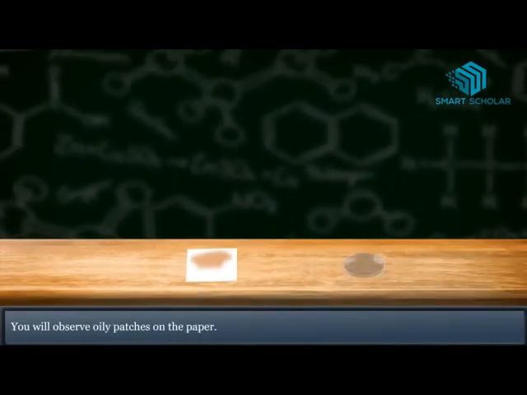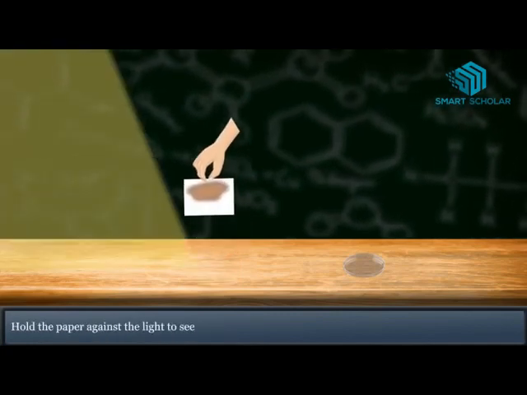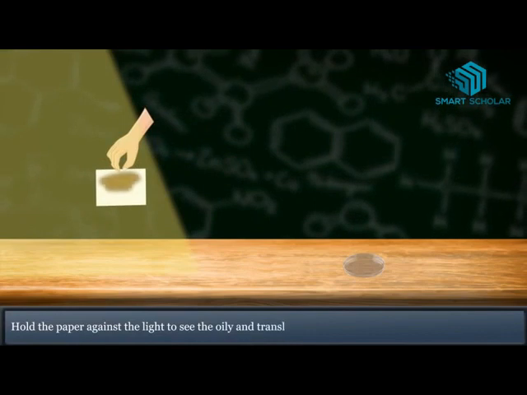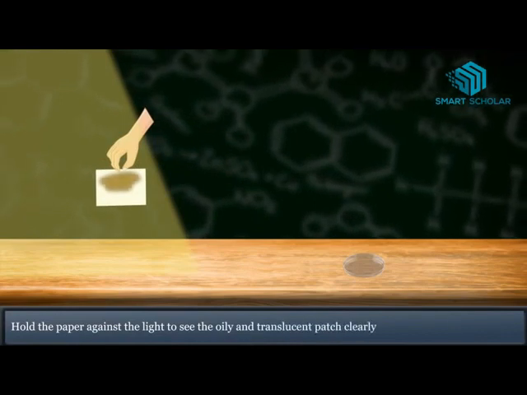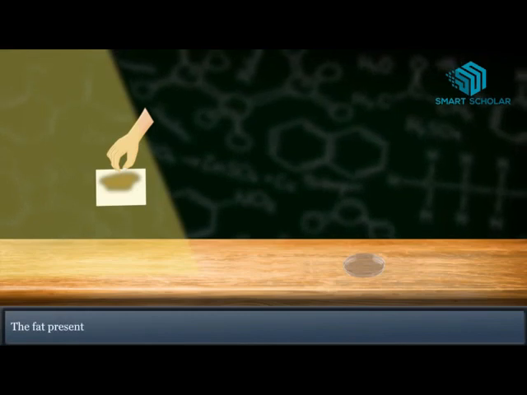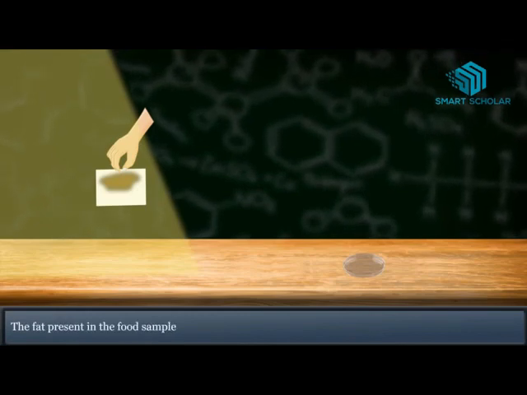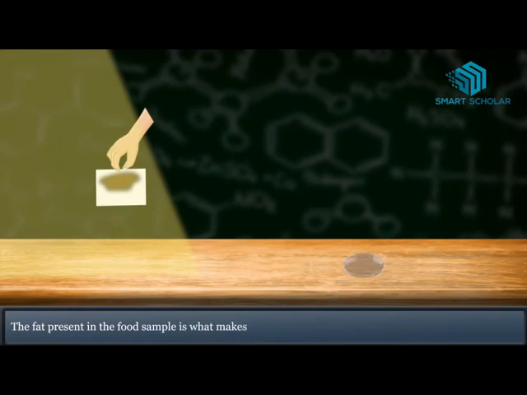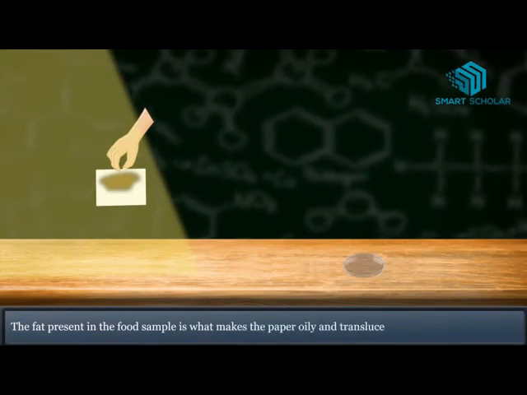You will observe oily patches on the paper. Hold the paper against the light to see the oily and translucent patch clearly. The fat present in the food sample is what makes the paper oily and translucent.